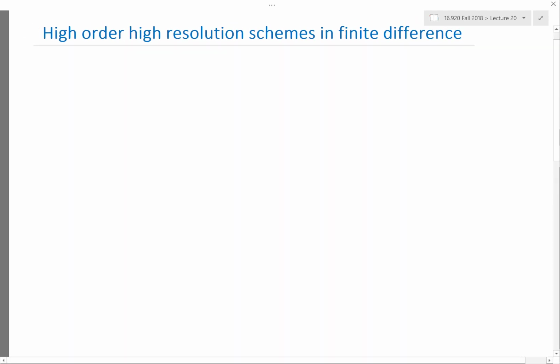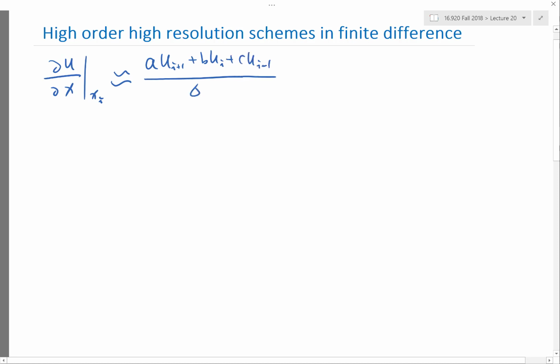The scheme is trying to approximate du dx at xi as a linear combination of ui plus 1, ui, and ui minus 1. Okay, this is pretty standard. But I also represent it as a function of u prime i minus 1 and u prime i plus 1, where u prime i minus 1 and u prime i plus 1 are just the first order derivative of the same function at i plus 1 and i minus 1.